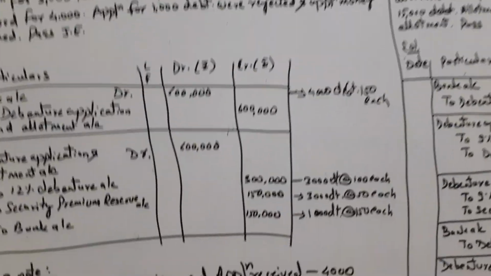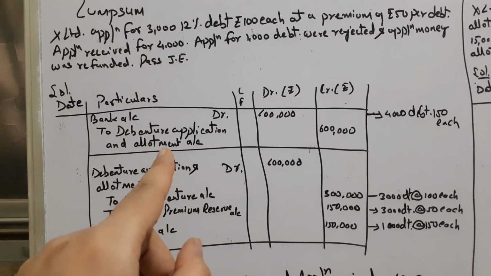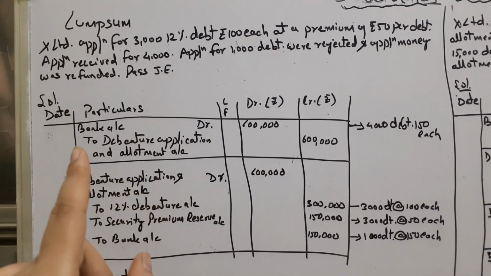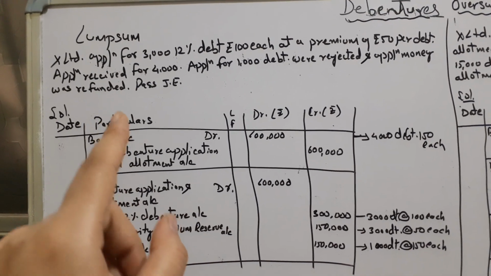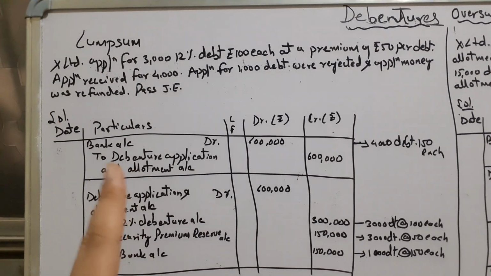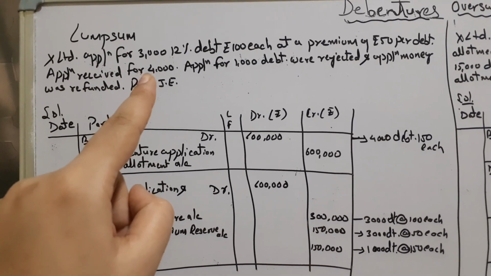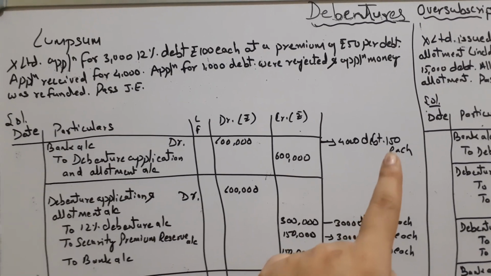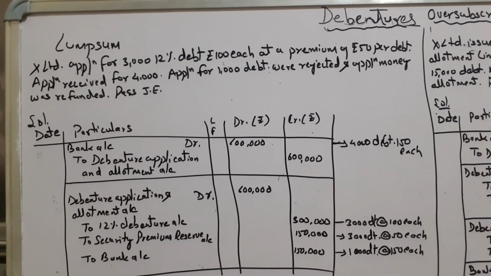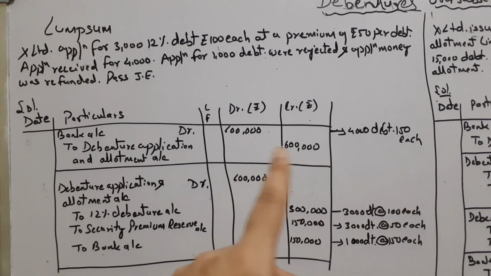As you can see, the journal entry, bank account debited to debentures applications and allotment account. So in this, how much amount we have to write? Always remember, the first entry belongs to the receiving entry. So it doesn't matter how much debentures has been issued. You have to take into account the exact amount you are receiving. Like application you have received for 4000 debentures. So 4000 multiplied with 150. Why 150? 100 rupees is the face value and 50 rupees is your premium. So entire amount is 150. 100 plus 50 is 150. So 4000 debentures multiplied with 150. That gives you 6 lakh.